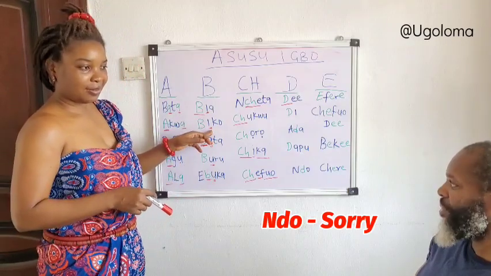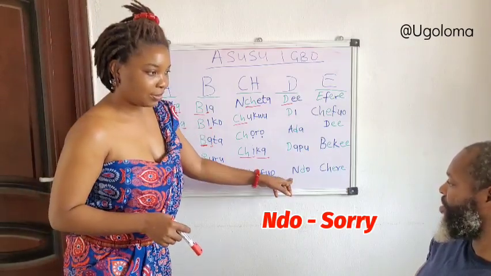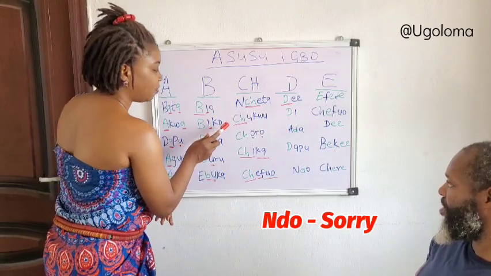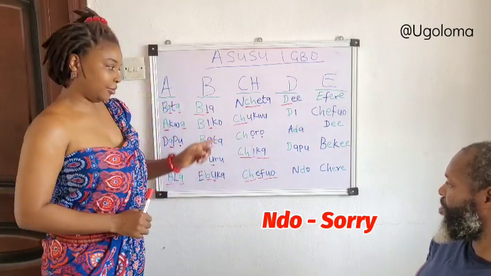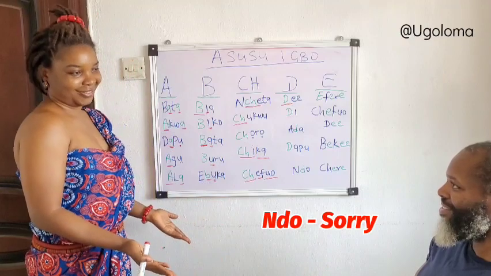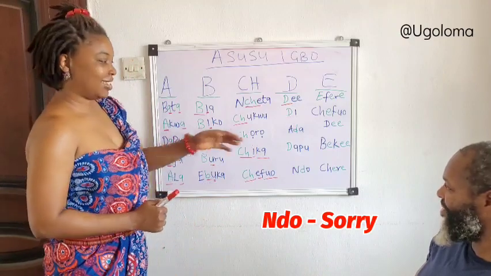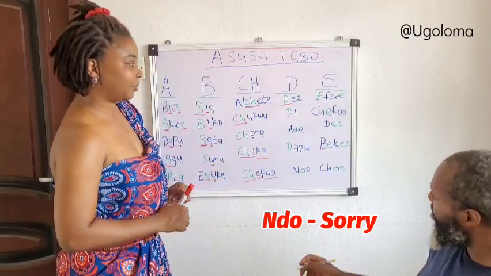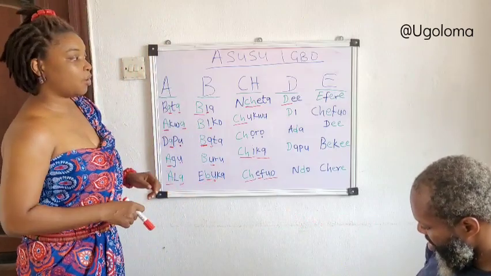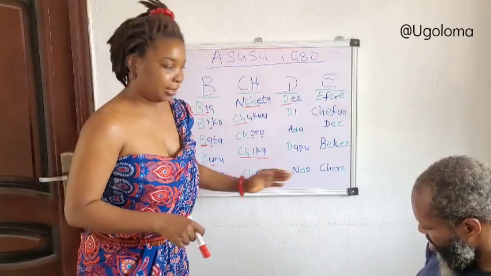Biko is what? Please. Ndo. Sorry. So if you want to say, please, sorry, what do you say? Biko ndo. Understand? So it's ndo, sorry. Ndo. So now you're going to pronounce all the d for me.